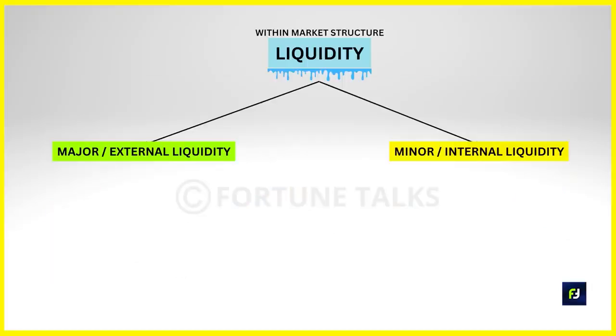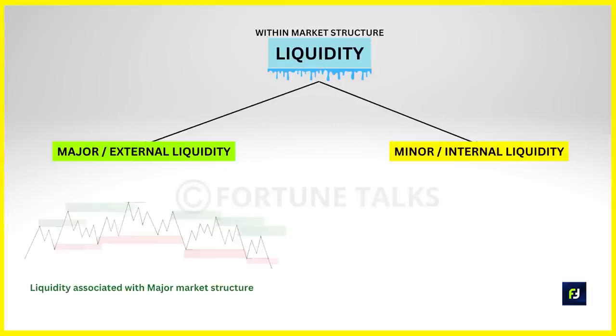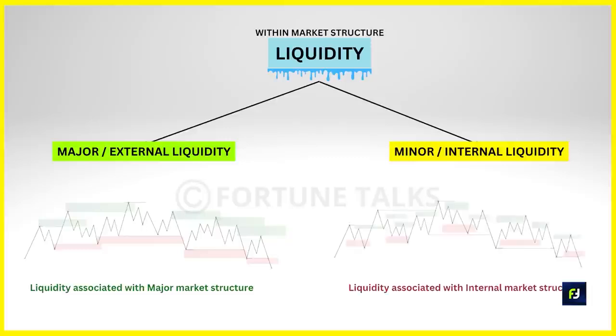Next up, let's briefly touch upon the different types of liquidity areas within the market structure. Based on this, liquidity can be classified into external liquidity and internal liquidity. Now, as the name suggests, liquidity associated with major market structure is referred to as external liquidity. It is also known as major liquidity, and the liquidity associated with minor or internal structures in the market is named internal liquidity or minor liquidity. In this video, however, I will only talk about external liquidity and how to spot external liquidity.